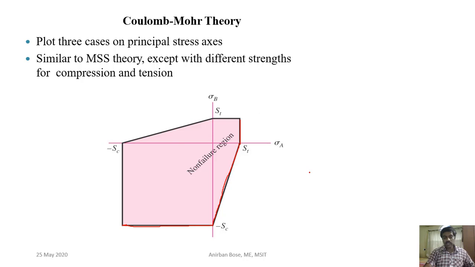The picture is quite similar to the maximum shear stress theory. The only difference is that here you can see ST, the yield strength corresponding to tension, is different from the yield strength corresponding to compression, which is larger. Okay, here in this diagram.